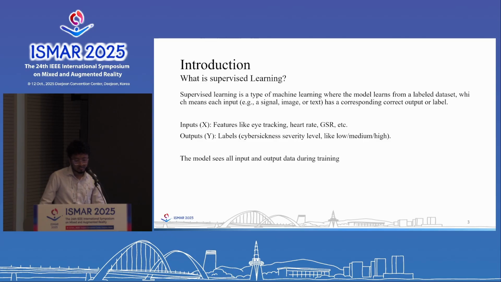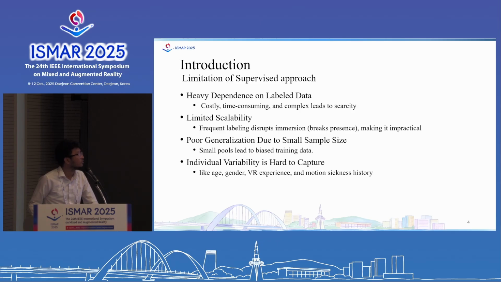So what is supervised learning? Supervised learning is a type of machine learning approach where you need the FMS, the label, for the features like eye tracking, heart rate, and GSR, and the model sees all the input and the output. But there are some limitations. The model is heavily dependent on label data, which is costly.